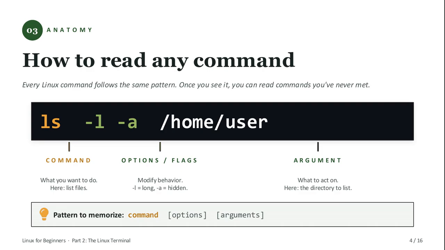First, the command itself, what you want to do. Here, ls to list files. Then, the options, little flags like -l or -a that tweak how it behaves. And finally, the argument, the thing you're acting on. In this case, the folder /home/user. Command, options, arguments. Once that pattern clicks, you can read commands you've never seen before.